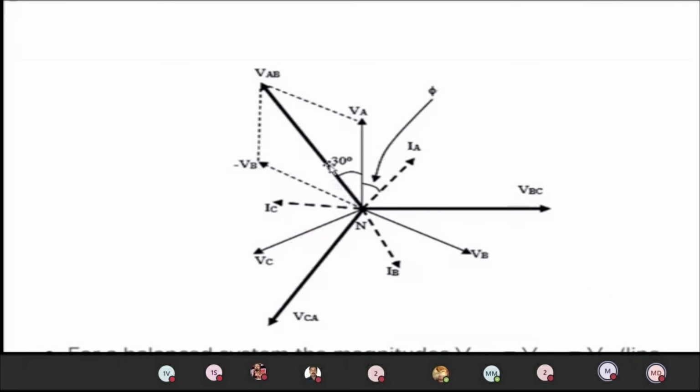You can see in this diagram there is a phase difference of 30 plus phi between the voltage and current. For example, if we take the voltage between A and B, VAB, IA will be the current. So the phase difference, you can see the cursor, is 30 plus phi. Similarly, between VCA and IC, here also it will be 30 plus phi. Similarly, between VBC, here you can see 30 plus phi.